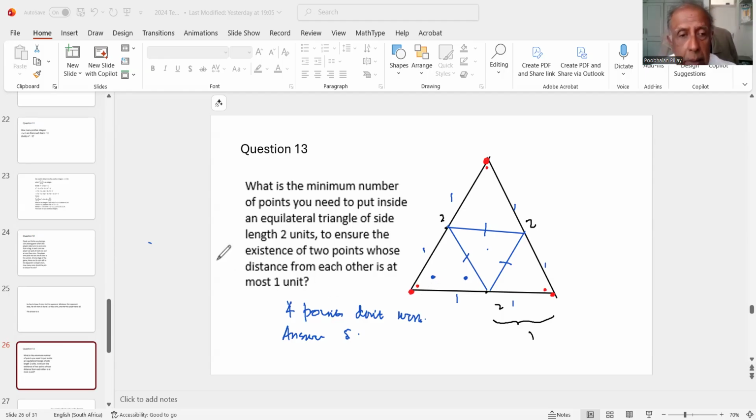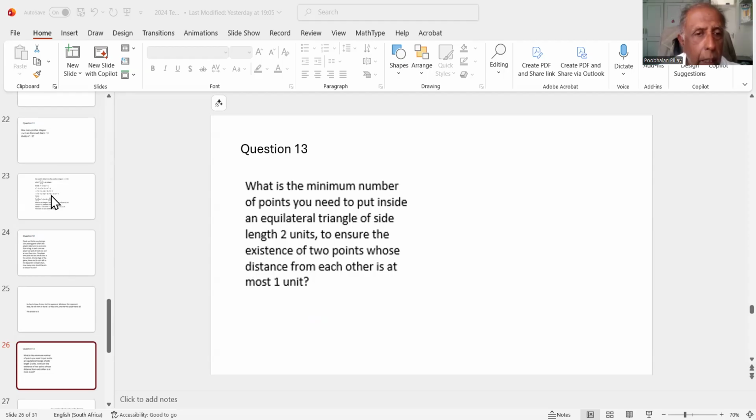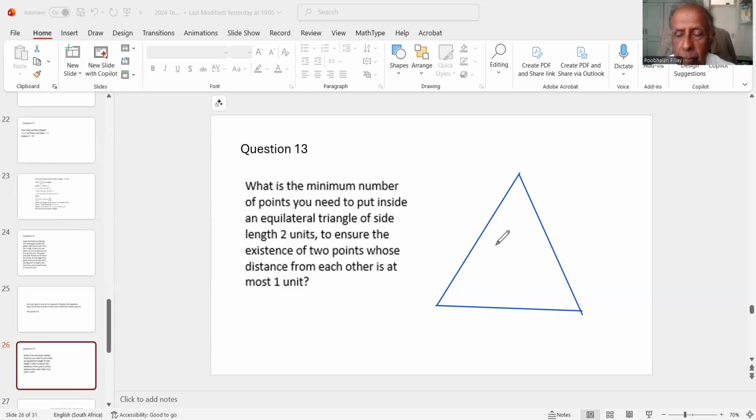Okay. So the only thing that remains is, how do you know that if I have an equilateral triangle, and if I take any 2 points inside there, that the distance between these two is less than 1.